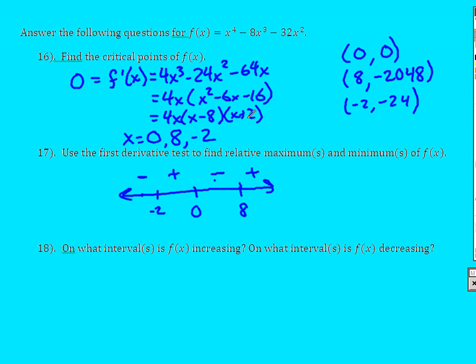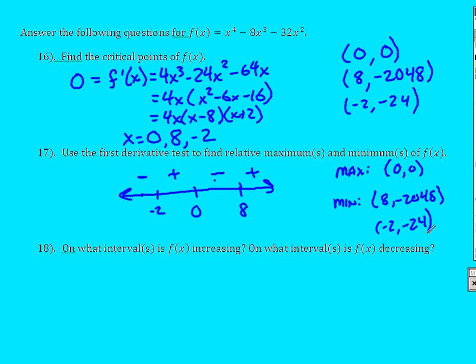So that means my relative maxes occur when I go positive to negative. So my maximum will occur at x equals 0, so the point (0, 0), and I'll have minimums at the other 2 points. So at (8, negative 2048), and at (negative 2, negative 24). Those are my mins and maxes.